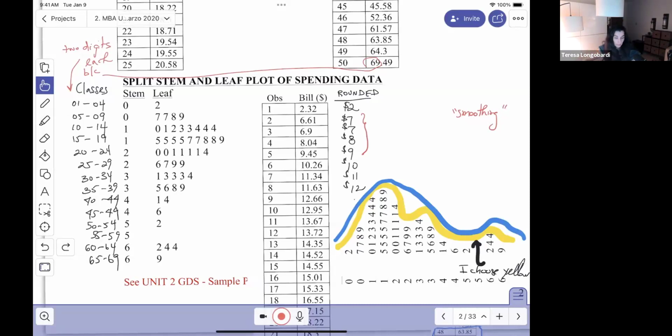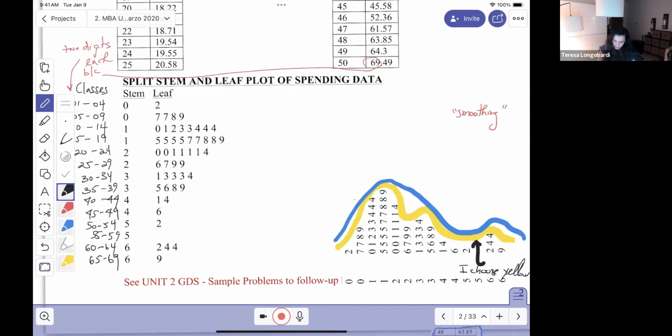All right, so I'll just write in here until I run out of space.